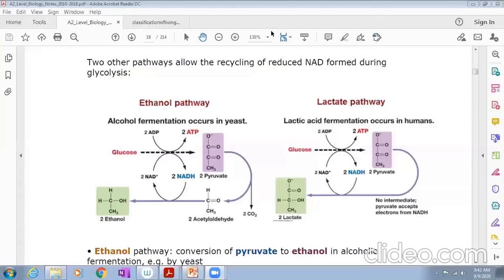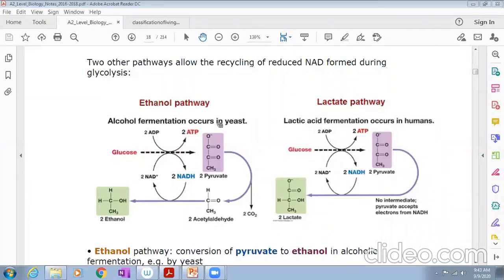Or oxygen deficient. Okay. In the ethanol pathway, glucose turns into pyruvate, and then acetaldehyde, then ethanol. While in the lactate pathway, pyruvate turns directly into lactate. Good, no intermediate.